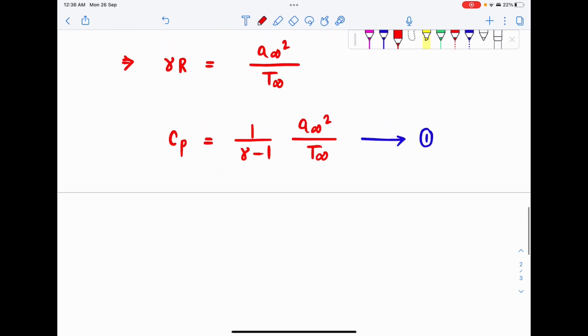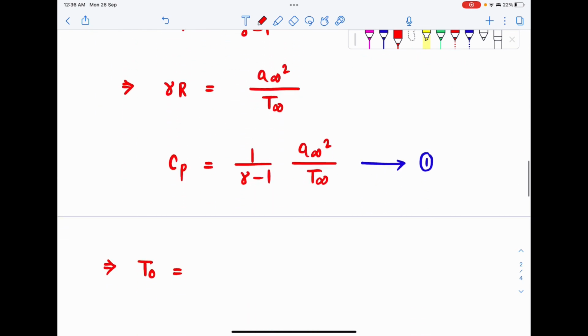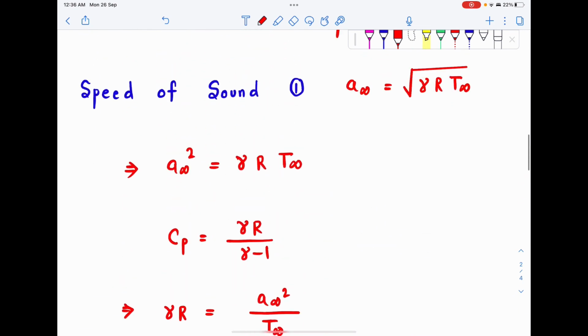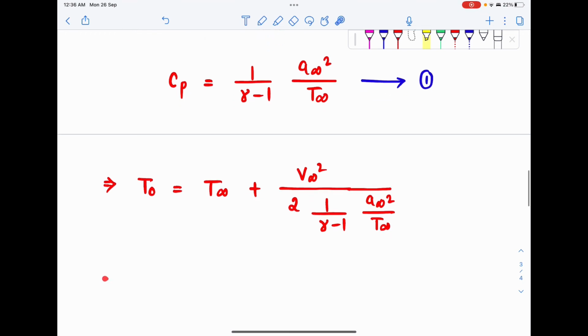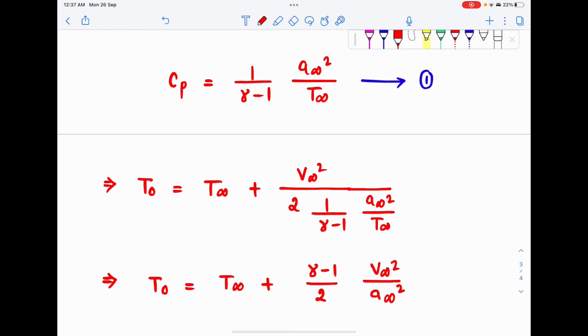So on substituting that, T naught will be equal to T infinity plus V infinity square by 2, and then there is a Cp in the denominator. We'll just substitute that, so this will be 1 over gamma minus 1 times A infinity square divided by T infinity. My bad, so T naught will be equal to T infinity plus twice of gamma minus 1 by 2 times V infinity square divided by A infinity square times T infinity.